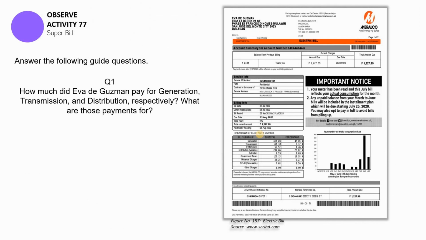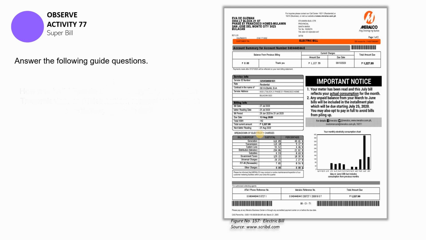Question number 1. How much did Eva de Guzman pay for generation, transmission, and distribution, respectively? What are those payments for? Pause this video if you need more time. Look back at the bill by going back a few seconds or minutes. Are you done? Let us now proceed to the next question.